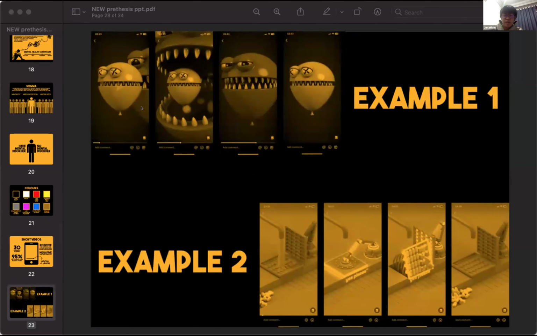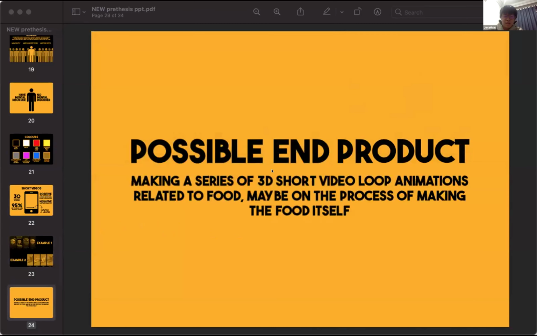Examples like this are what I'm going to make. Like loop videos, but instead of these things, it's going to be more food based, looping forever. It's going to be a series of 3D short video loop animations related to food. Maybe just the process of making the food, and then it keeps repeating, so it keeps making the food.